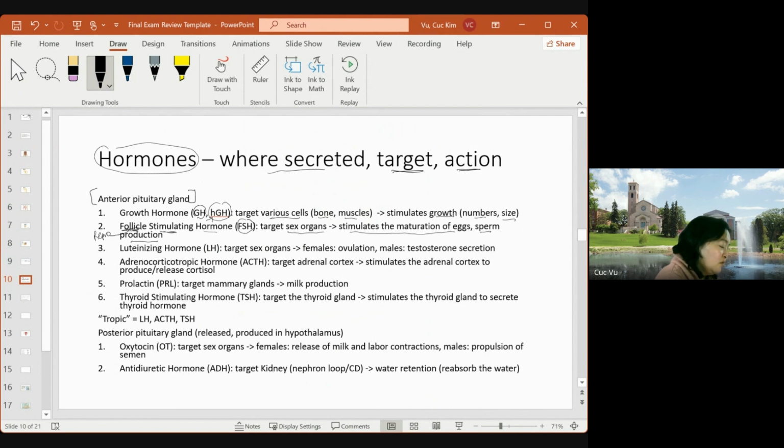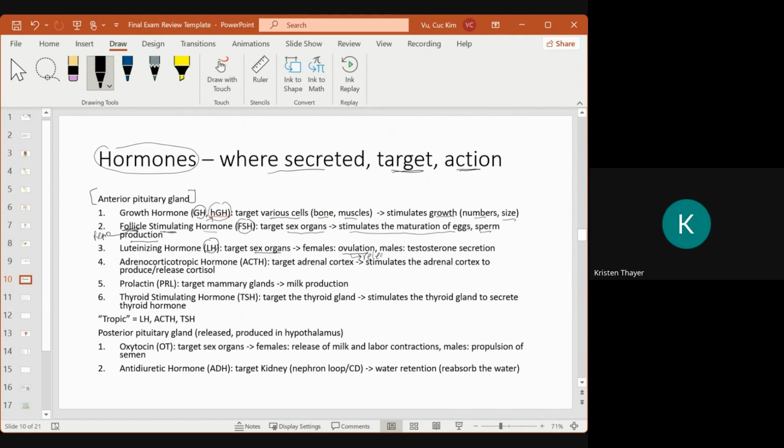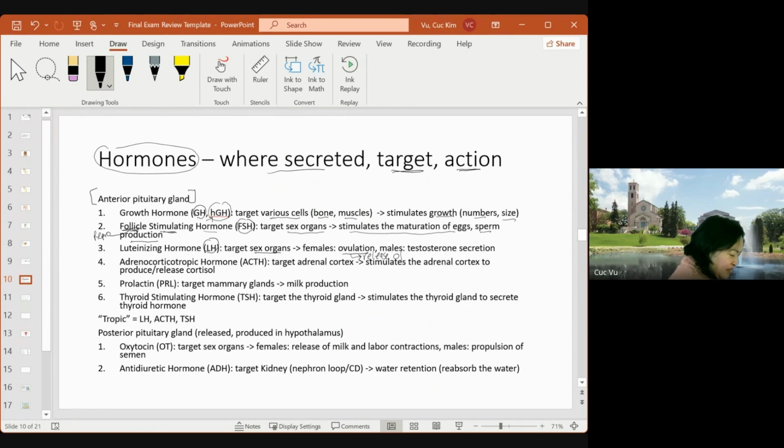Okay. Then you have luteinizing hormone, LH for short. And what does it target? It targets sex organs again. And in females, it's going to cause ovulation to happen. Can someone tell me what ovulation is? When the egg is released. Perfect. Thank you. So it's going to cause ovulation in females, and in males, it's going to cause the testosterone secretion.